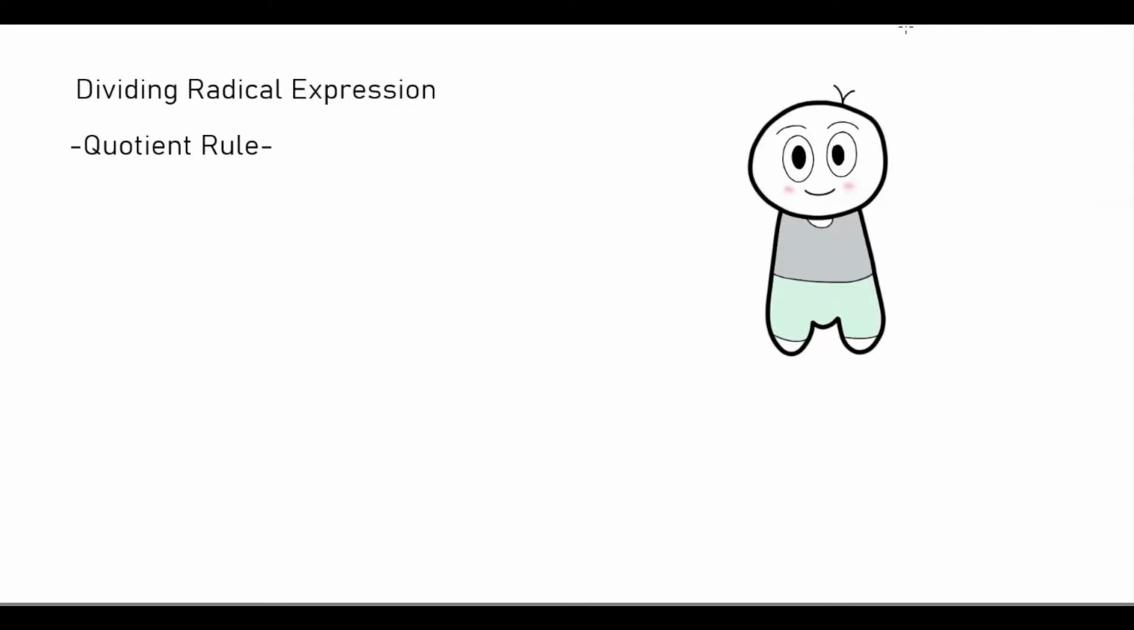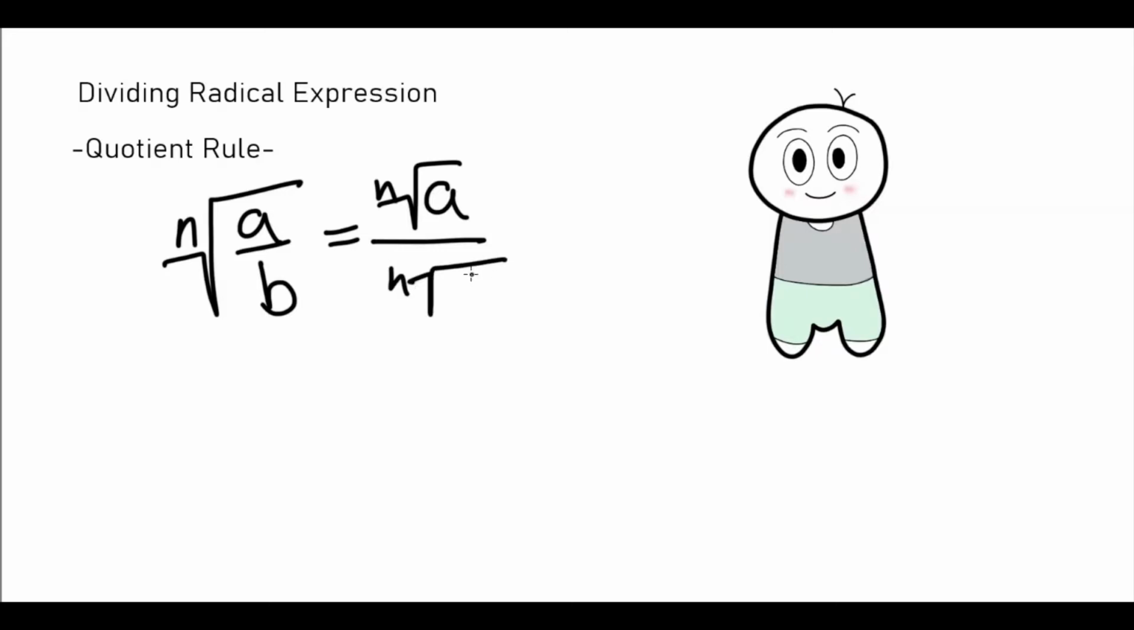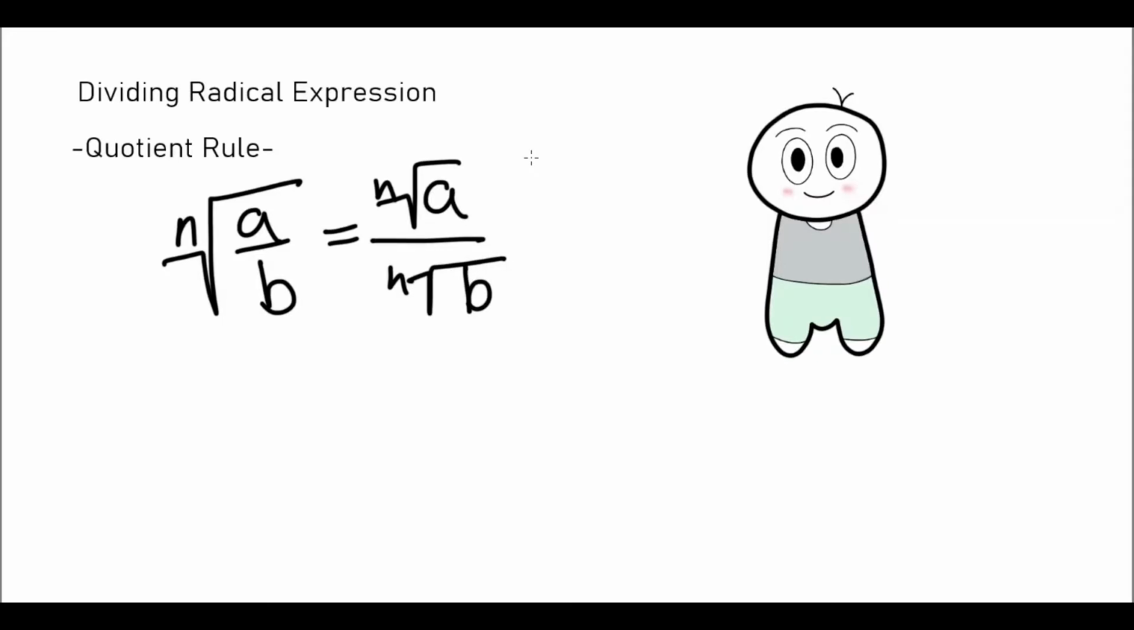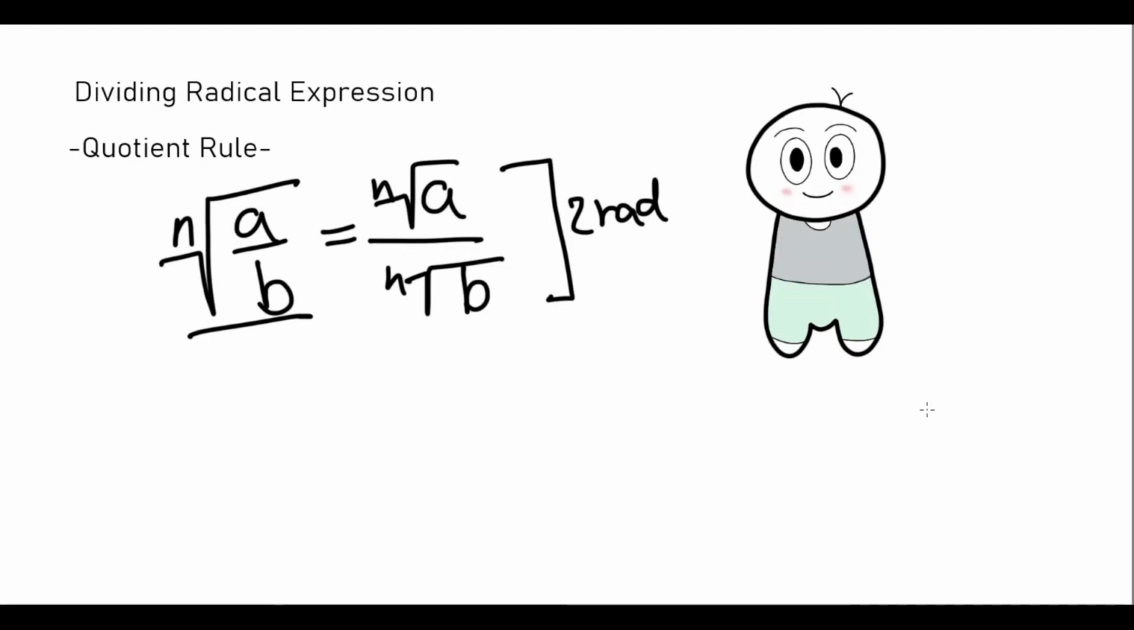So let me show you what that means. It means this: the nth root of a over b is equal to the nth root of a over the nth root of b. As I said, the quotient rule states that a radical involving a quotient is equal to the quotient of two radicals. This is the two radicals. So when you divide one radical expression by another, you can simplify it by writing both expressions under the same radical, then simplifying. The quotient rule works only if, number 1, each radical has the same index.